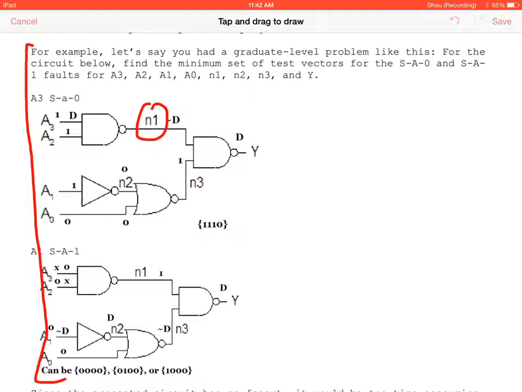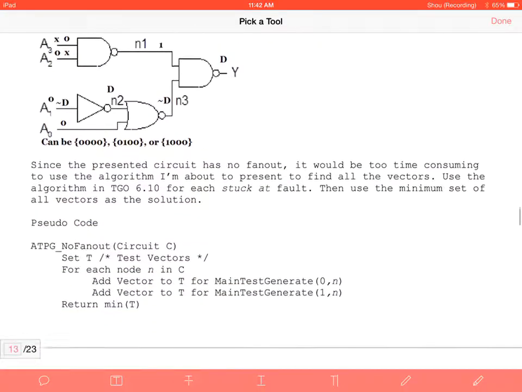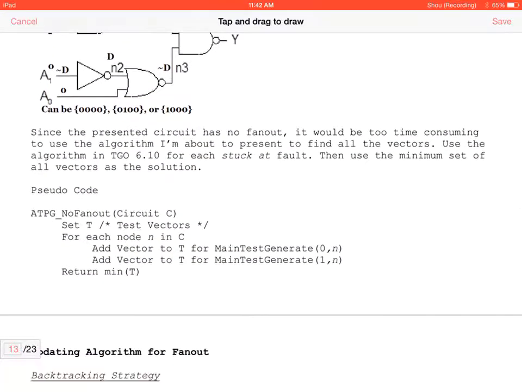So instead of requiring 16, I believe the answer is actually 7 for this particular example. Instead of having to go through 16 combinations of inputs, you only need 7 combinations to find every possible stuck at fault. And the algorithm that I just described is that.